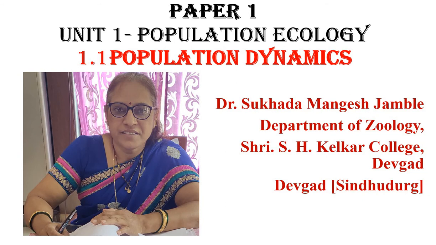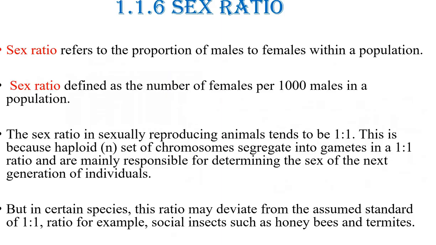This is our second lecture from the unit Population Ecology, and under that Population Dynamics. We'll consider a few points of the next lecture, and that is nothing but the sex ratio and life table. The sex ratio refers to the proportion of males to females within a population. Sex ratio can be defined as the number of females per 1000 males in a given population.